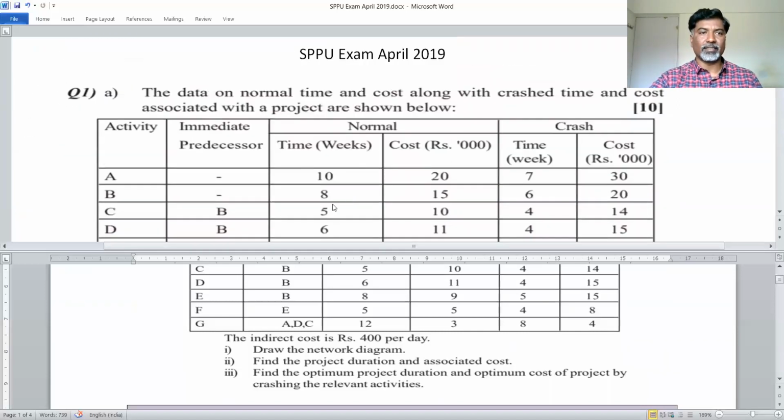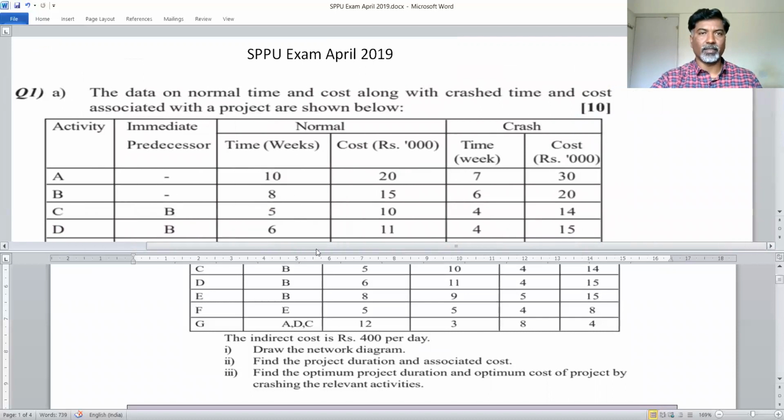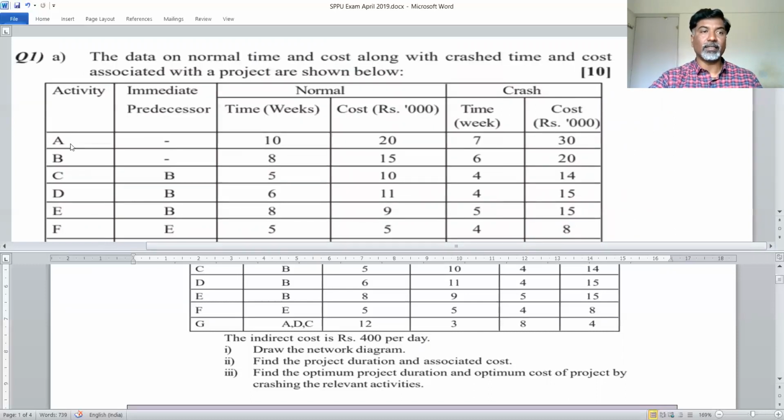One example that appeared in the SPPV exams, April 2019. The data on normal time and cost along with crash times and cost associated with the project are shown below. So here we can see these are the activities that the particular project has, A, B, C, D, and these are the predecessor activities. As we have already discussed, predecessor activity means to start this activity, which activity we have to finish first. To start this activity, we have to take care of whether those activities are finished or not.